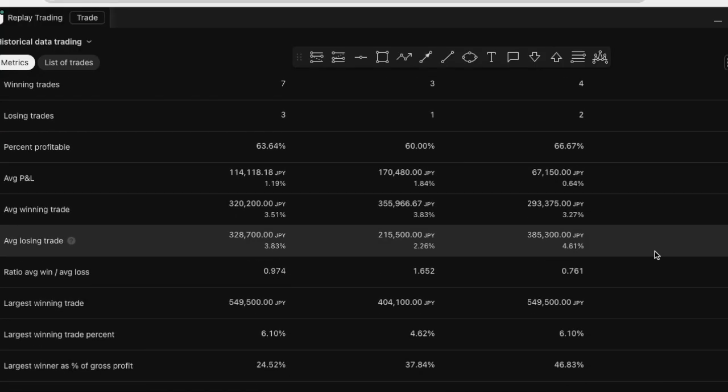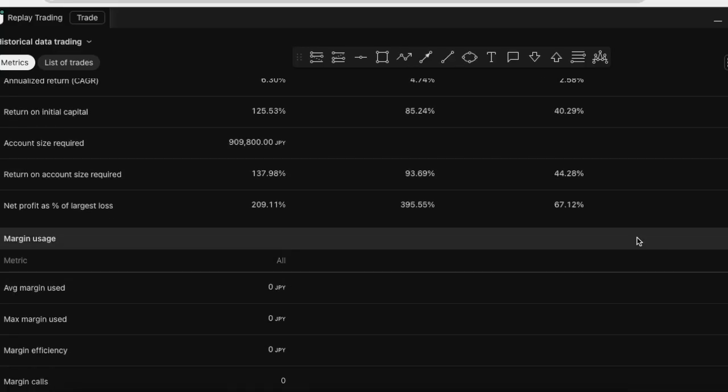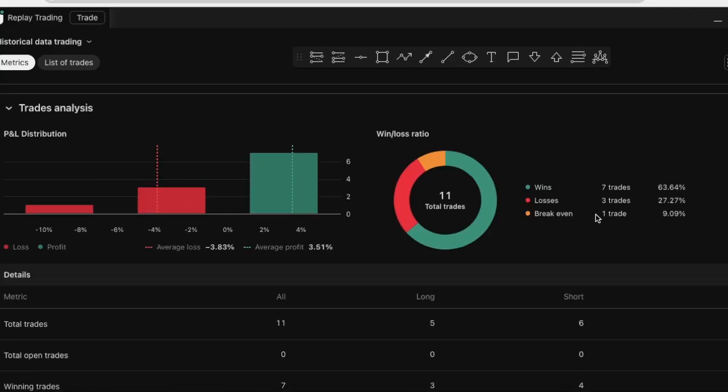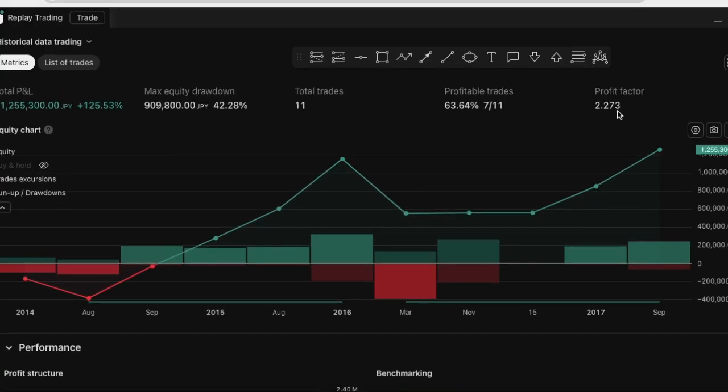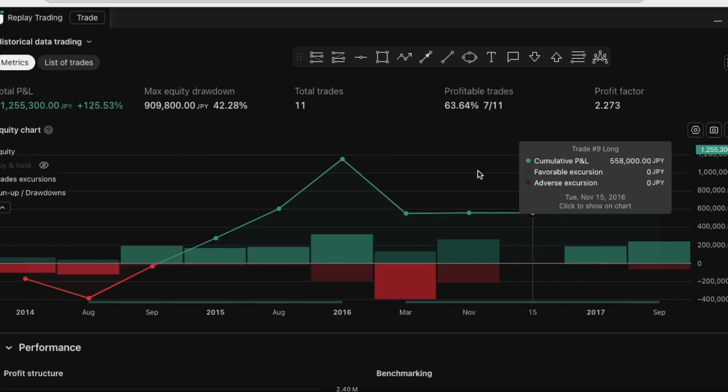So you can see every strategy that we are trading in the market works. So why don't we get funded? You know, it's all about the mentality. In short, if you look at my total trades, my profit factor here is 2.273. That's a lot.